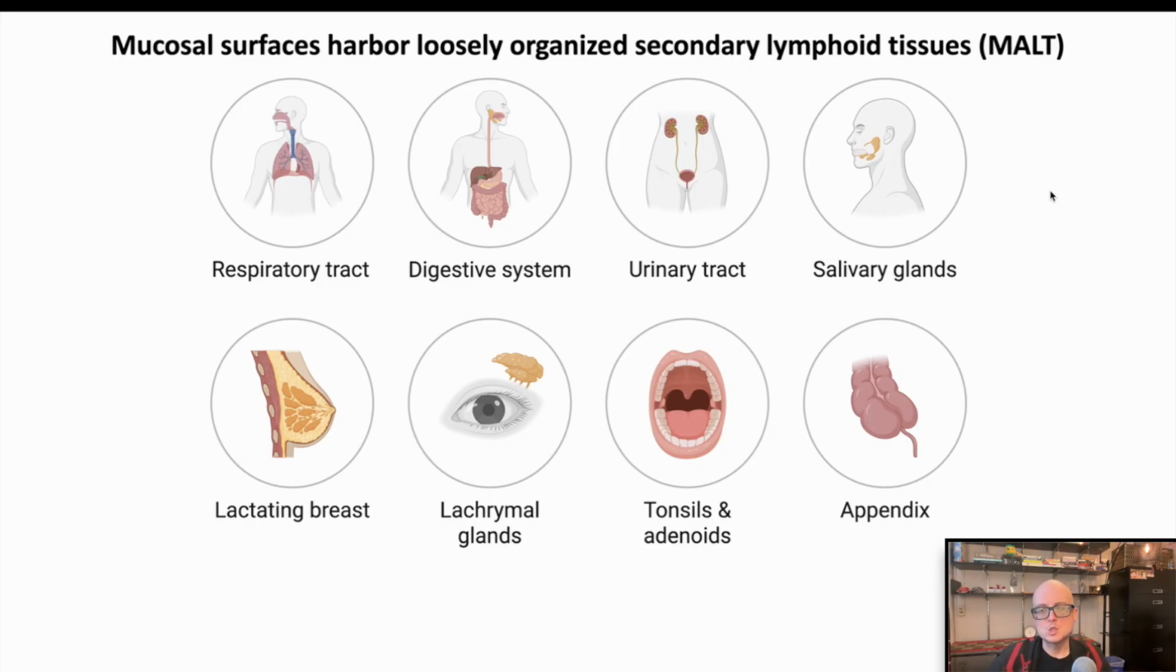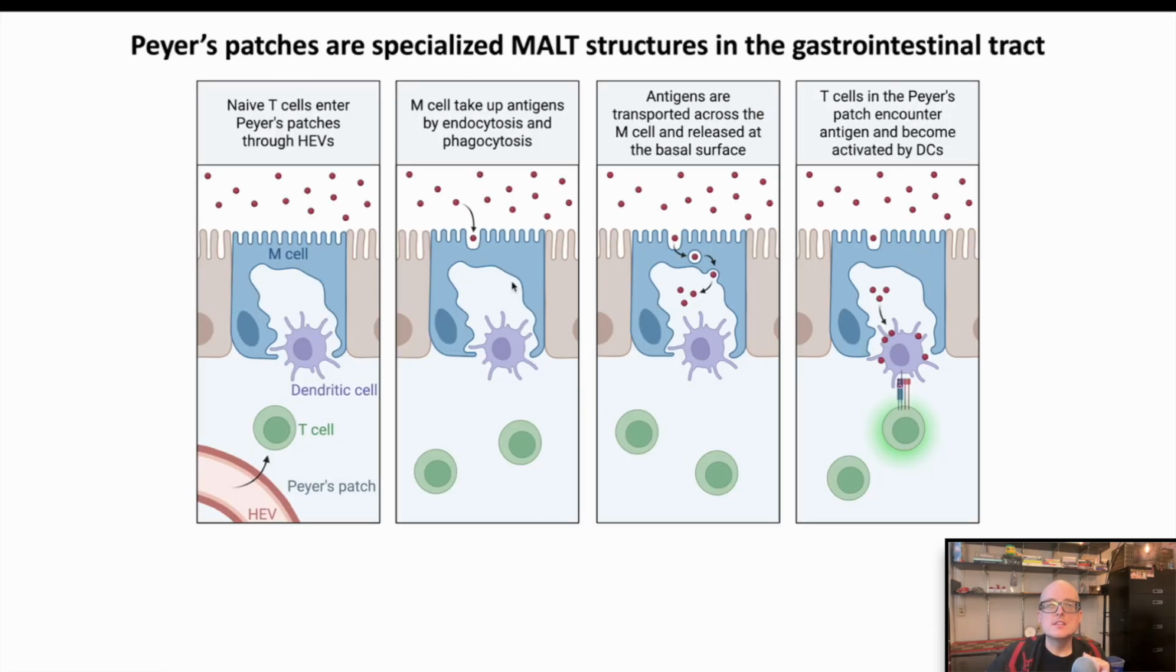Let's think about one particular type of MALT, just for the sake of an example, that we find in the digestive system. The digestive system has a specialized form of MALT that we refer to as a Peyer's patch. In a Peyer's patch, it looks something like this. Notice that you don't see follicles, and you don't see a particular area where a naive T cell is going to be versus an APC.